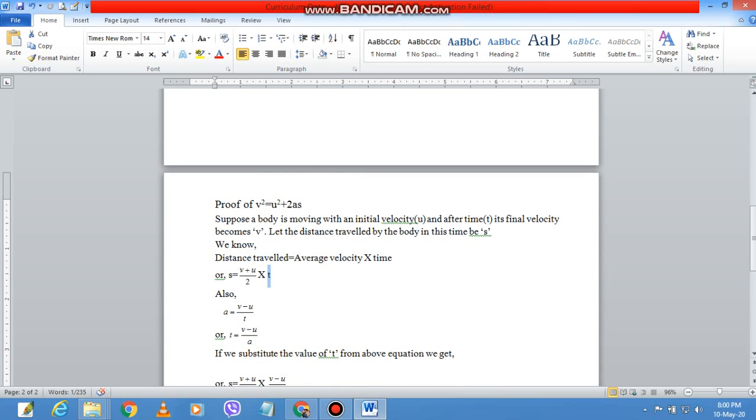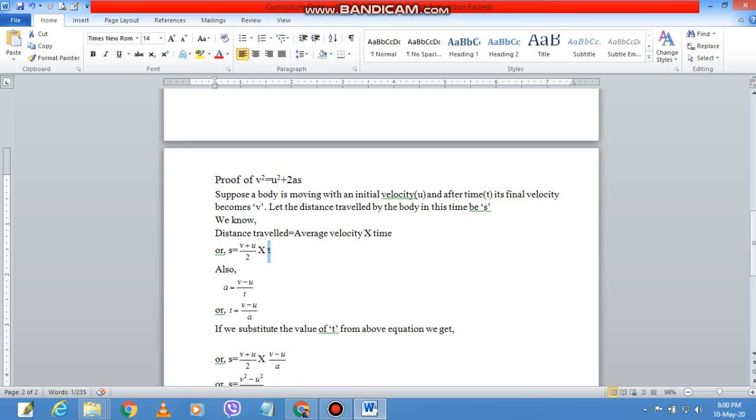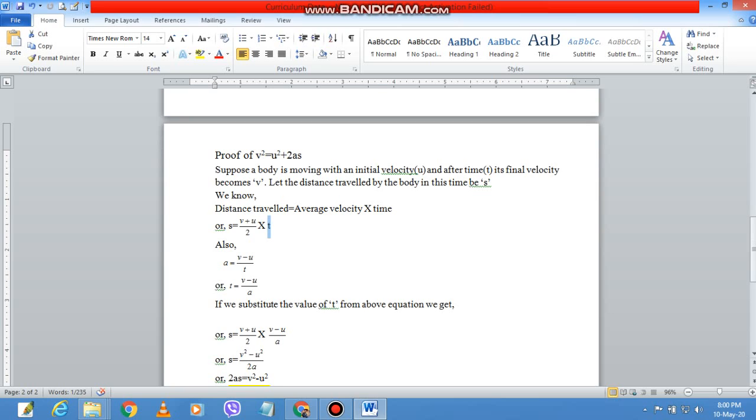For this we are going to take the relation of acceleration. That means acceleration is the rate of change of velocity. Now if we cross multiply this, we will get t equals v minus u by a. Now we are going to substitute this value of t here. Now after this we get s equals v plus u by 2 into t, where t means v minus u by a.